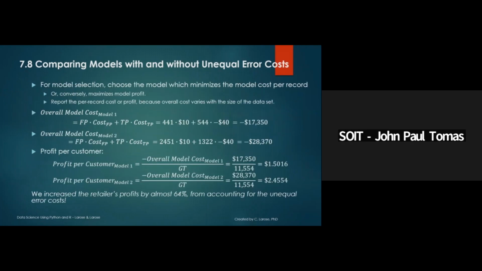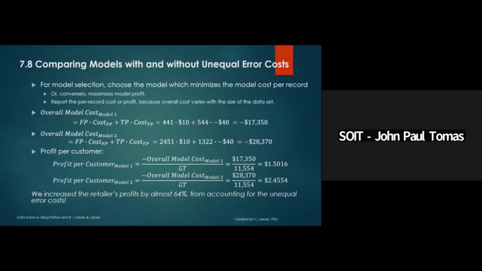Now, for model selection, you need to choose the model which minimizes the model cost per record, or conversely maximizes the model profit. So you need to know how much you would spend on the model per record, and you should be able to know what the maximum model profit will be. This is very important: report the per record cost or profit, because the overall cost varies with the size of your data set.